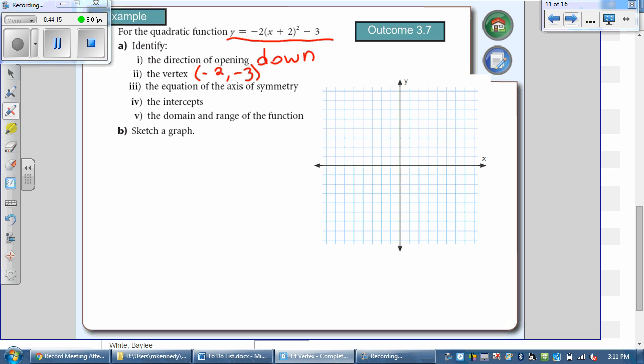Our intercepts. These could be painful, hard to find. But if you use some common sense and your ability at quadratics, you know that there are no x-intercepts. Where's your vertex? Negative 2, negative 3. It's right here, and it's opening down, so it'll never cross the x-axis. There are no x-intercepts, so you don't even need to look for them.